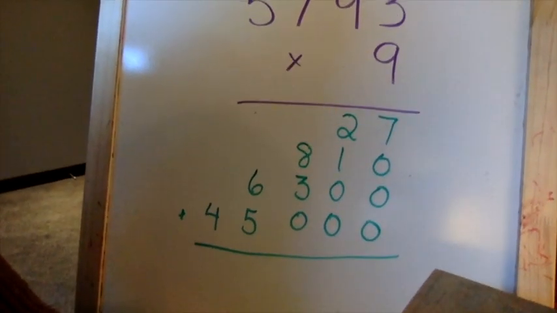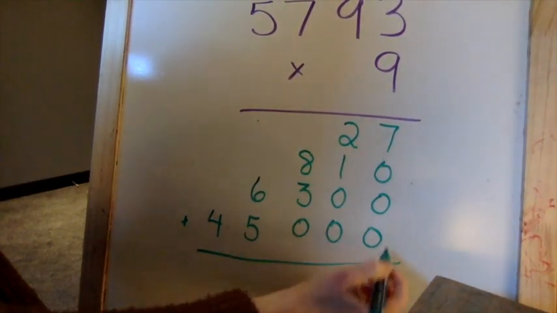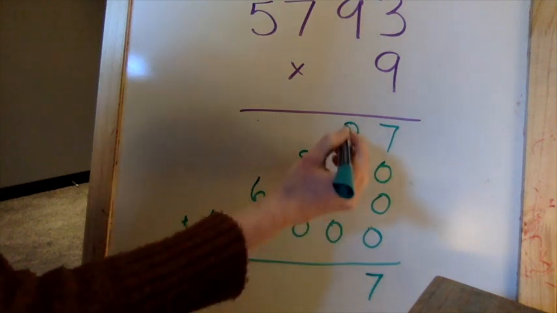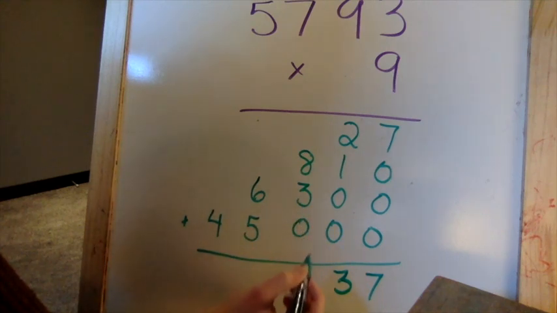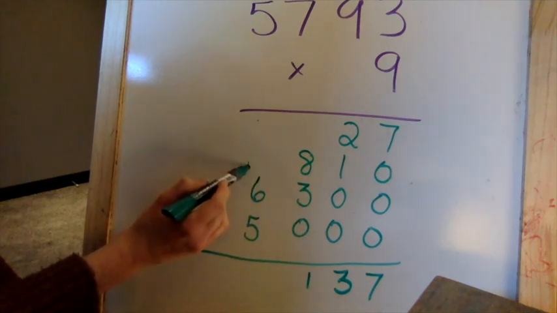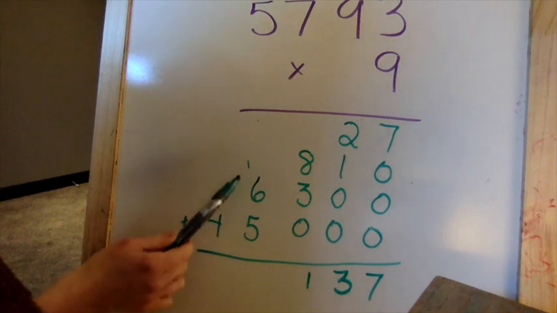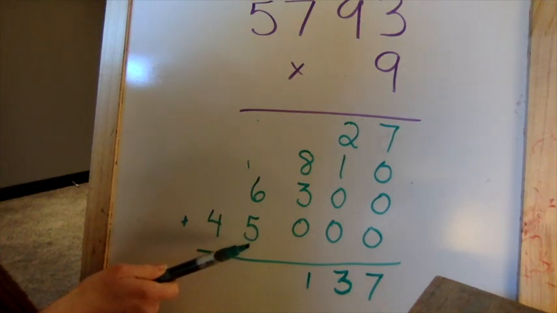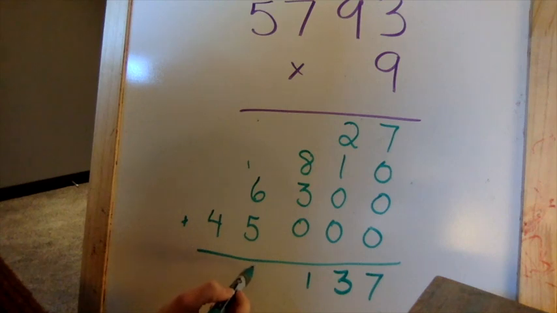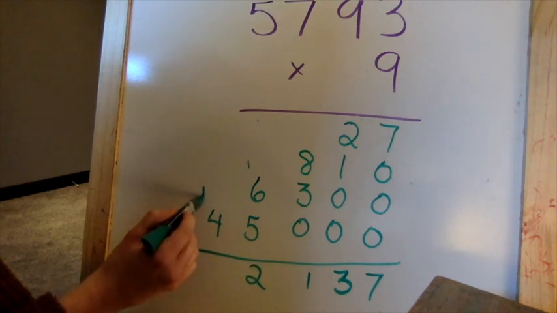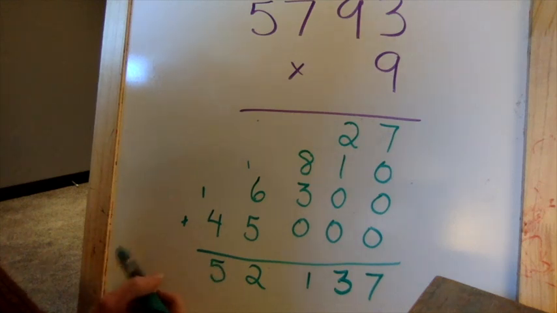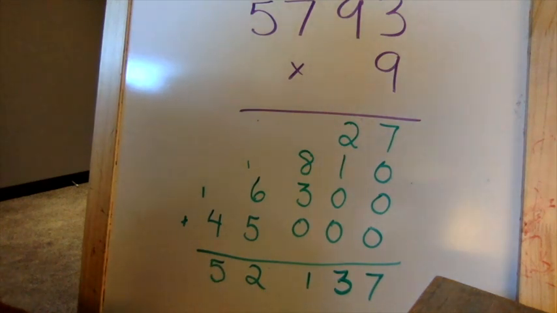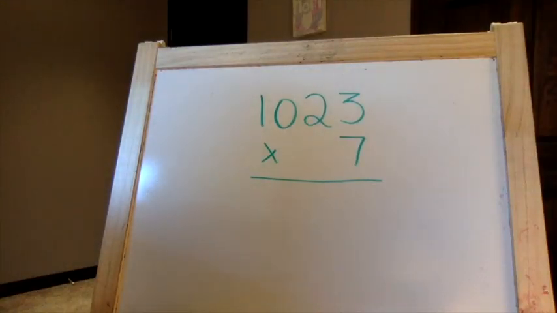Okay, so I have a 7. I have 3 10s. I have 8, 9, 10, 11 hundreds. So one of that becomes 1,000. I have 7 plus 5 thousands. So that's going to be 12,000. And then I have 50,000 in my 10,000th place. So I have 52,137. I have 1,023, and I'm going to multiply that by 7.